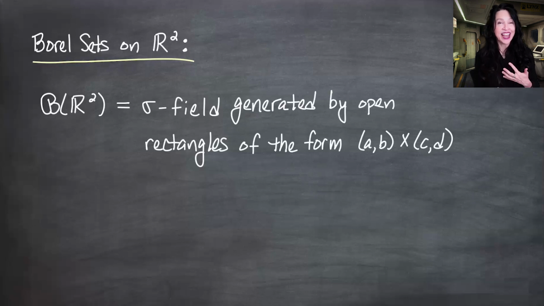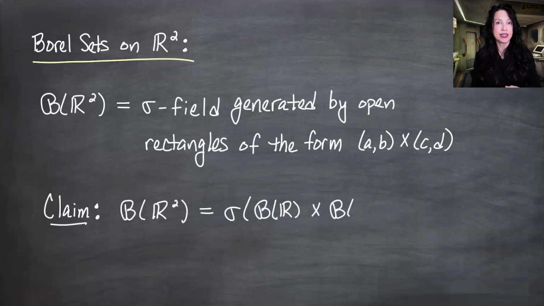In hopes of getting a handle on what the Borel sets in R2 look like, I claim that the Borel sets in R2 are the same as if you take all the Borel sets in R1 and you cross them with all the Borel sets in R1. So we just talked on the previous slide about the cross product of classes of sets. That is not a sigma field, but if you then generate a sigma field from that, that is one way to get the Borel sets on R2.